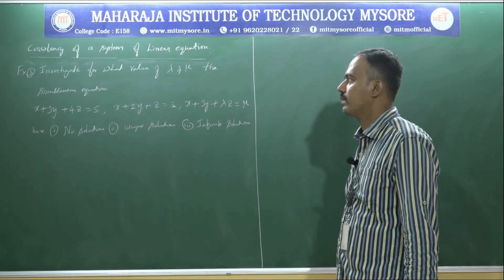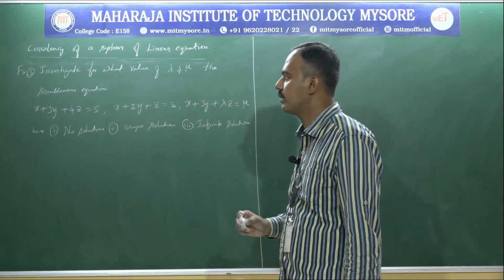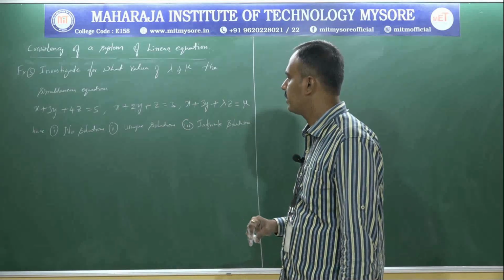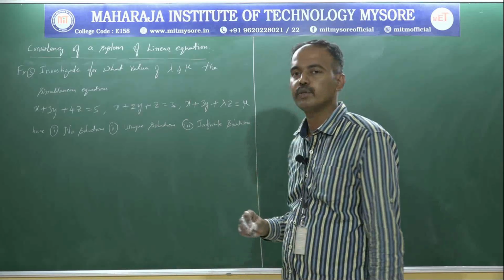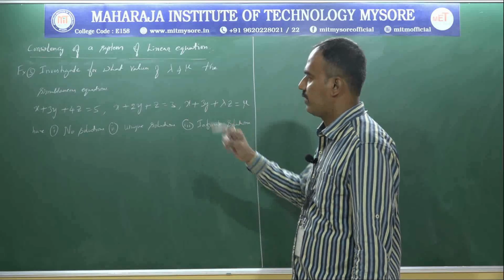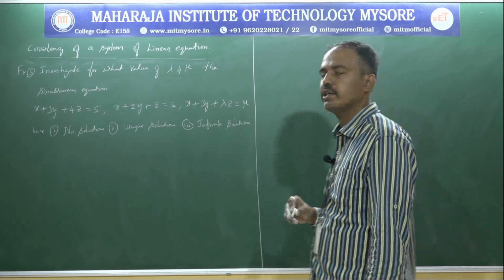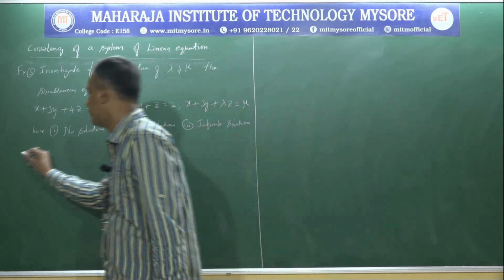Investigate for what values of lambda and mu the simultaneous equations x plus 3y plus 4z is equal to 5, x plus 2y plus z is equal to 3, and x plus 3y plus lambda z is equal to mu have, first, no solutions, second, a unique solution, and next, an infinite number of solutions. First we can denote it in terms of the augmented matrix form.